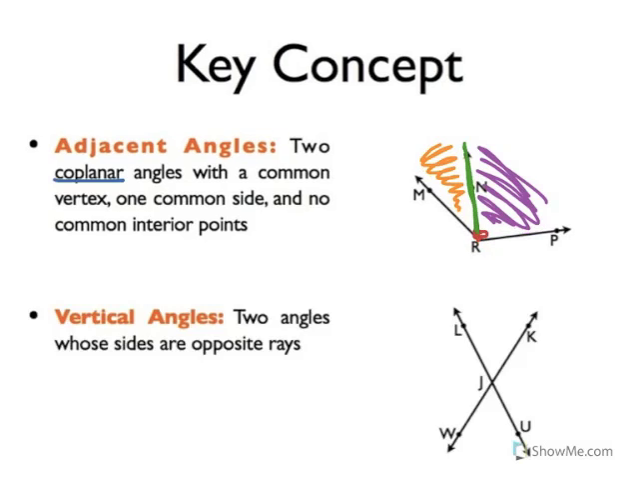The second pair of angles we're going to talk about are vertical angles. These are two angles whose sides are opposite rays.